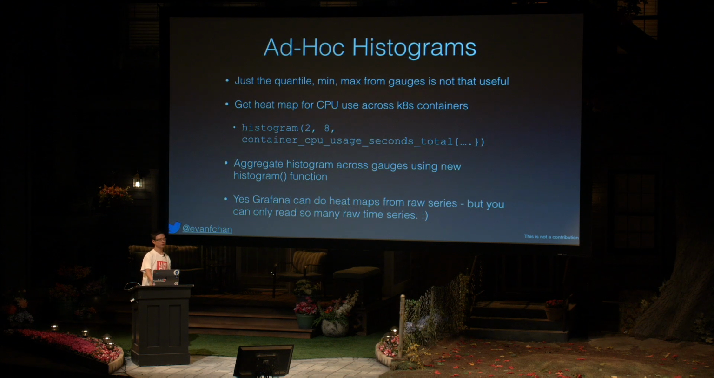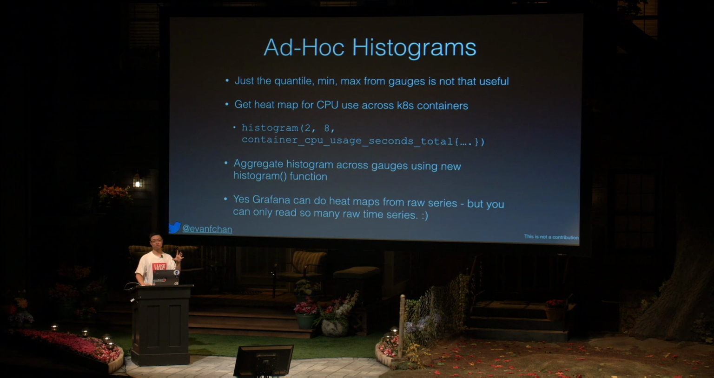And the final feature that I think will be useful to folks is what I call ad hoc histograms. Let's say that you have a metric, and I'm going to pick one that is already in Kubernetes, the container CPU usage seconds, right? So you get this metric out of every single container or pod. And let's say that I'm interested in more than just, okay, I can get the max, I get the min, the average. That doesn't really tell me that much. Let's say that I want a rich display, like a heat map, of what is the distribution of the CPU usage across my Kubernetes cluster.